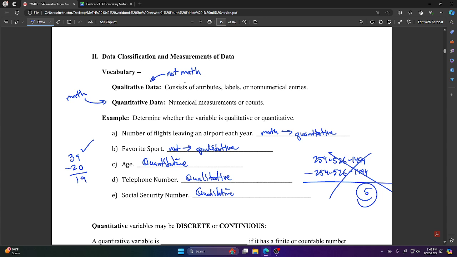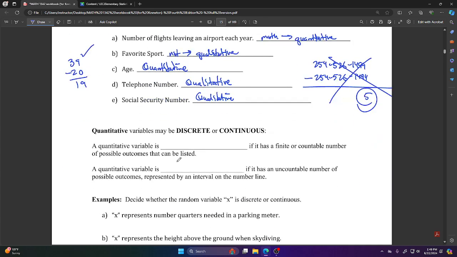Cool. Here's another one. What about jersey numbers? Like the numbers on a jersey? It's a label, therefore qualitative. Yep, exactly. And so even though it's a number, it could be qualitative, right? Because it's just a label sometimes. Good. Very good. So discrete and continuous are the two other ones here.